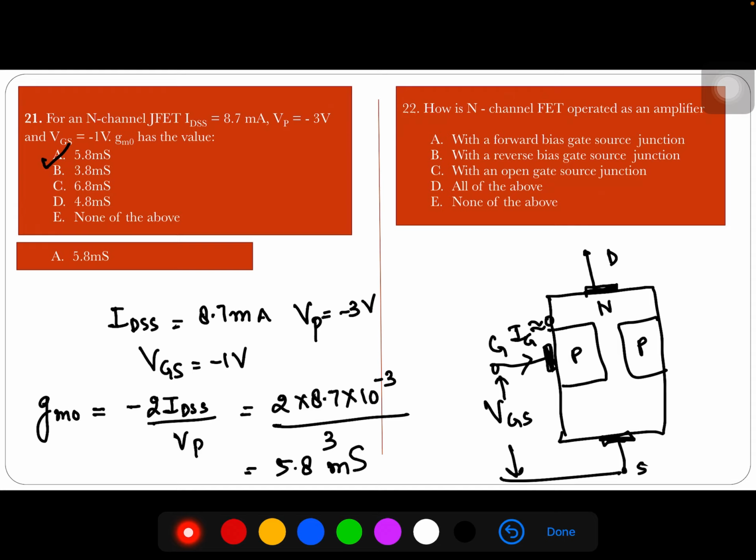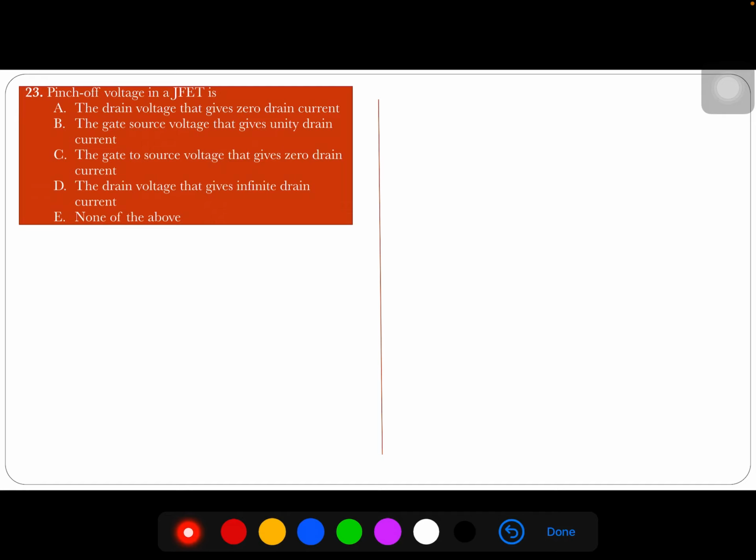So as per the given options in the question, the correct answer is B, that is, with a reverse bias gate source junction. Okay. Next question. Pinch off voltage in a JFET is... now just read down the options carefully. The drain voltage that gives zero drain current.